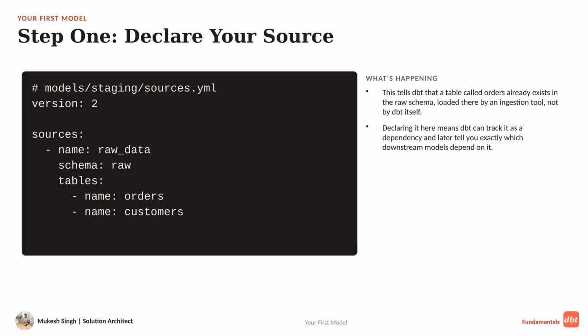Rather than just hard-coding a table name inside a query, it means dbt can track it as a real dependency, and later tell you exactly which models depend on it if that raw table ever changes.